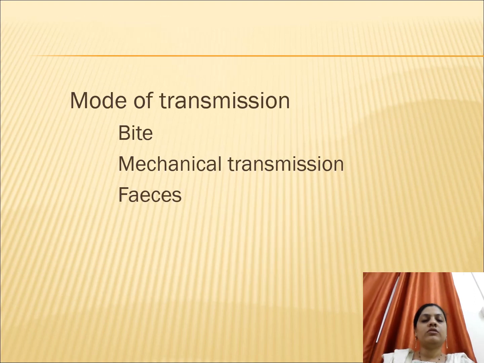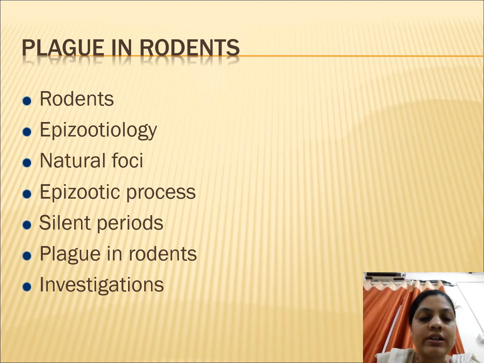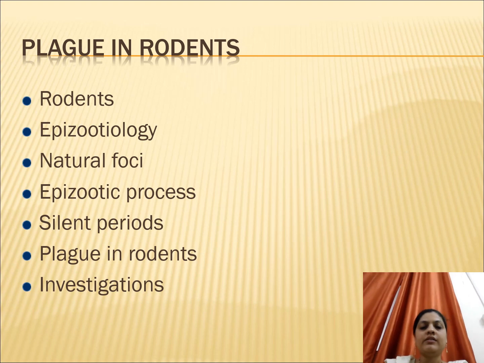Modes of transmission. So how does plague spread? It can spread through the bite of the rat flea. It can spread through the mechanical transmission of the bacteria through the flea, or it can spread through its feces. Now plague in the rodents, we can see under the epizootic form, where it is present in the natural foci and suddenly there is a fast multiplication of the bacilli and affection of a large number of rodents. So that is the epizootic period.